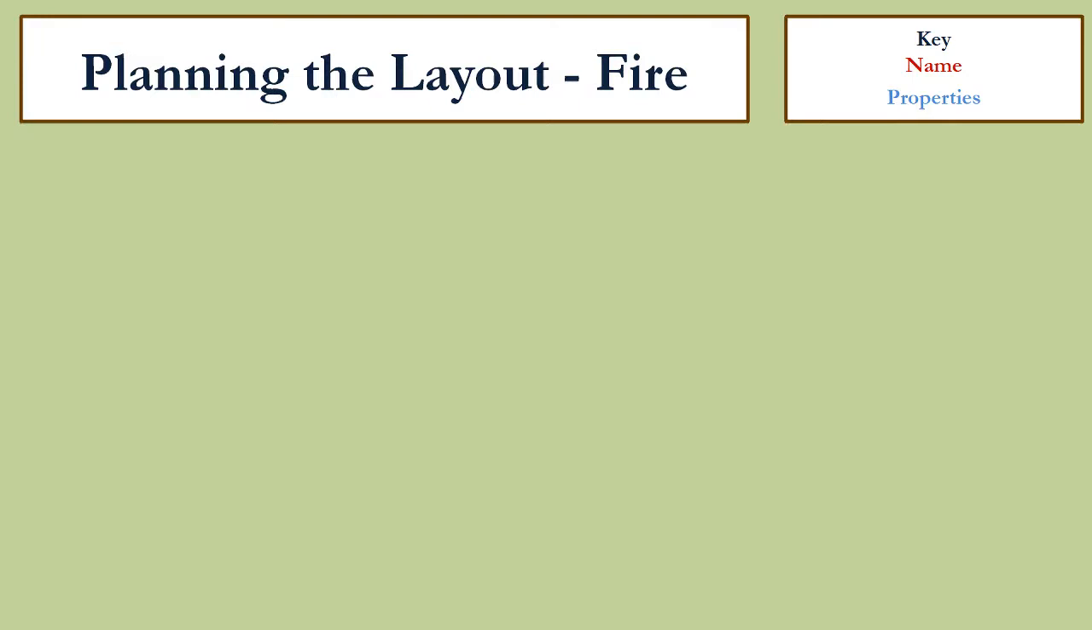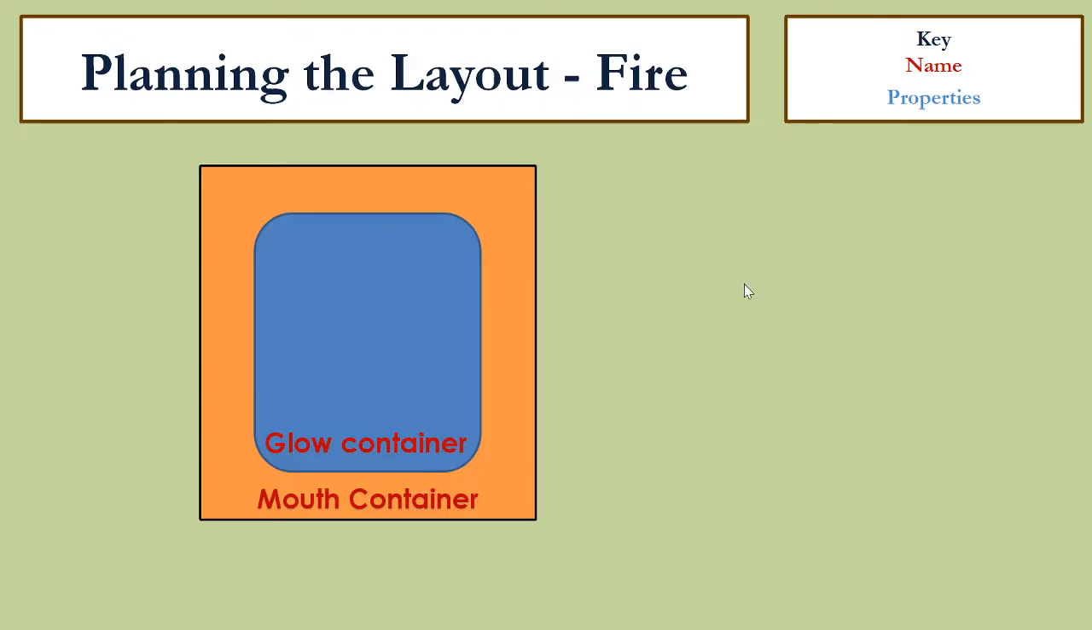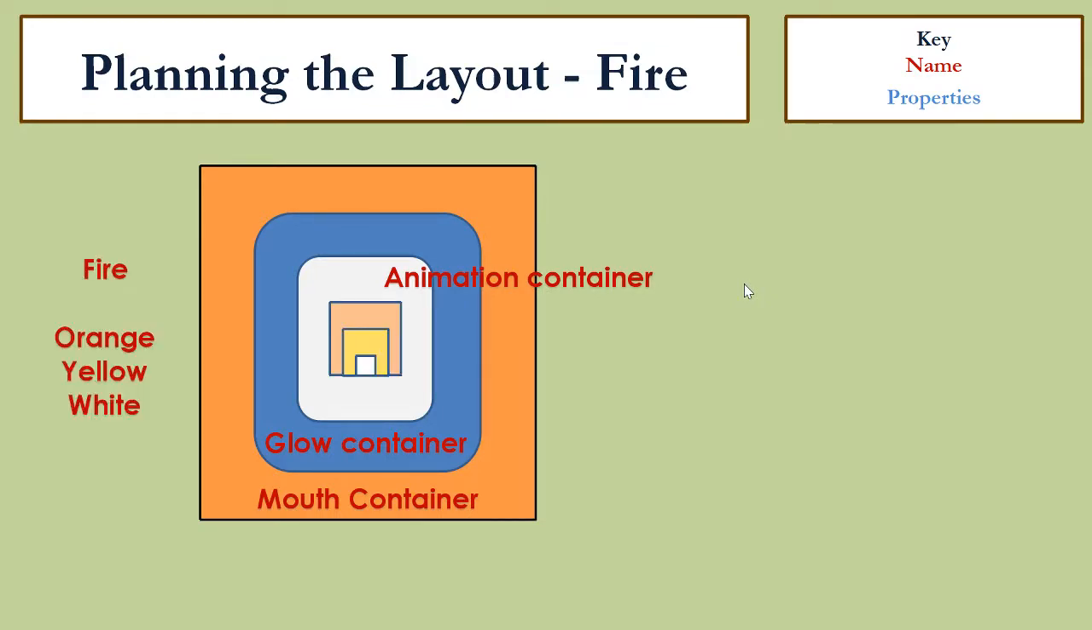So we have the mouth container already in our art. Now what we need to do is create a glow container. This will be circular and slightly blurry, so we're going to be using some of those properties. In that container, we're going to have an animation container. This will be the container that we're going to use to develop the animation. And then we're going to have a fire container, which is going to mix with the three other containers.